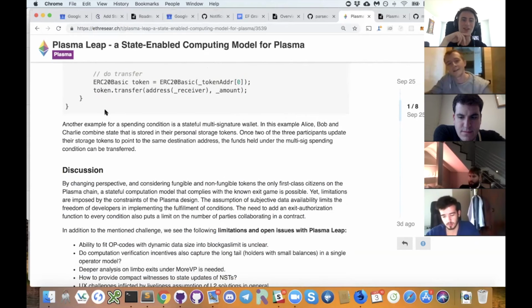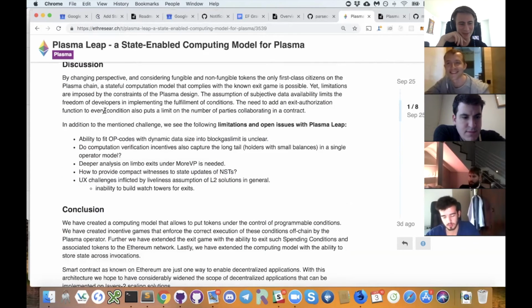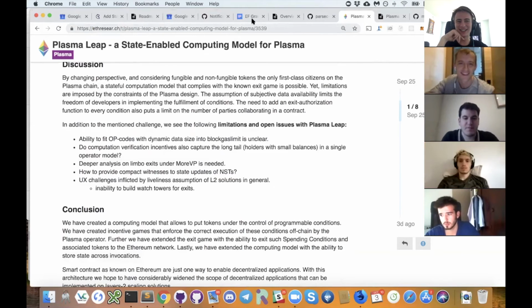And yeah, now I kind of want to have feedback from you guys if you think that's any useful. I think this is awesome. My first question, I think, is are you familiar with the concept of covenants?